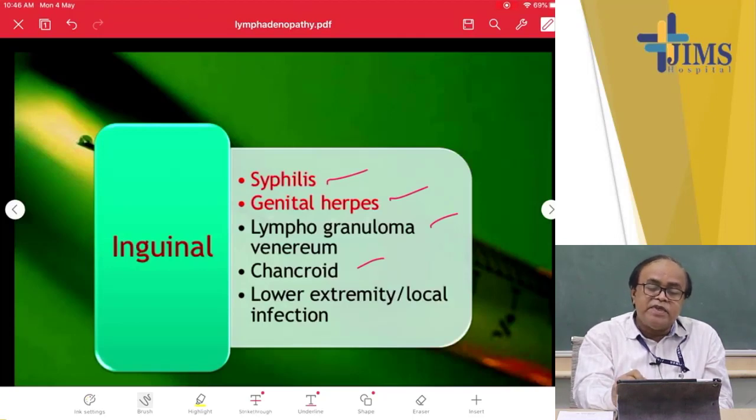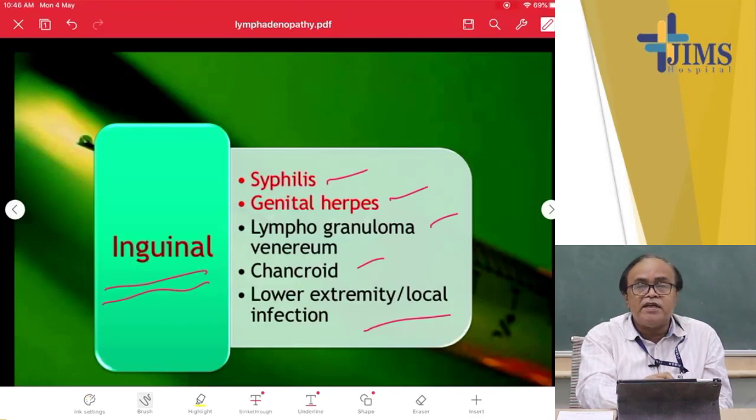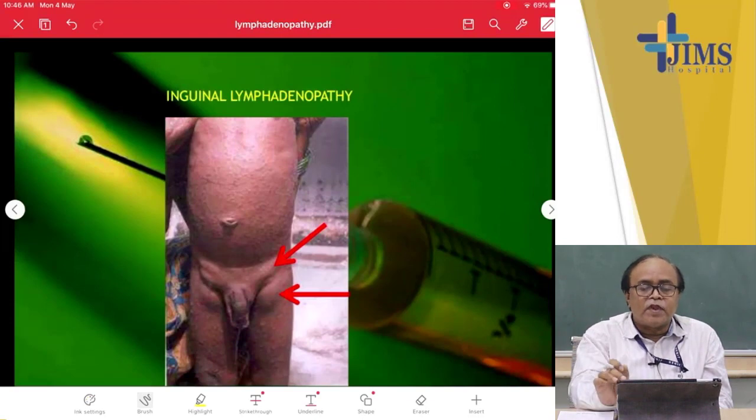Lower extremity infection is very common in our country because people move barefoot. They do not use shoes or chappals. So often a good number of people in our country suffer from this lower extremity infection, for which you will often find inguinal lymph nodes enlarged. You see in this picture, these inguinal lymph nodes in the groin region, the swollen area, these are the inguinal lymph nodes.